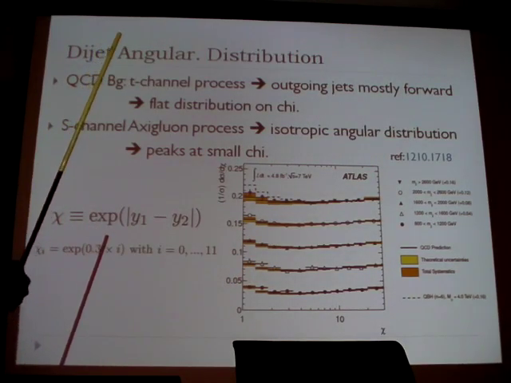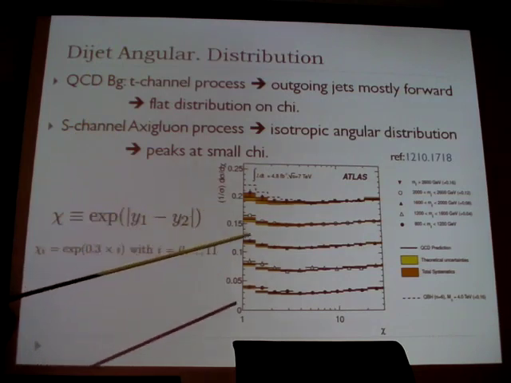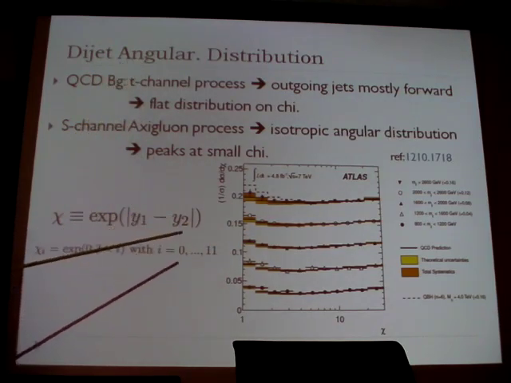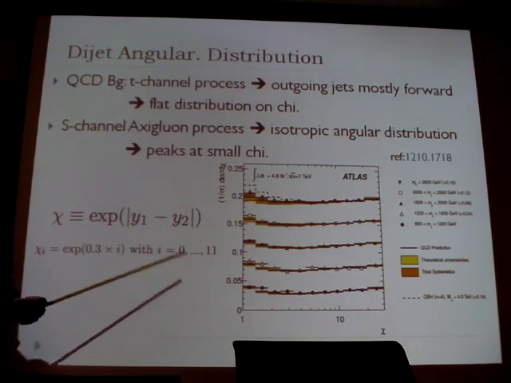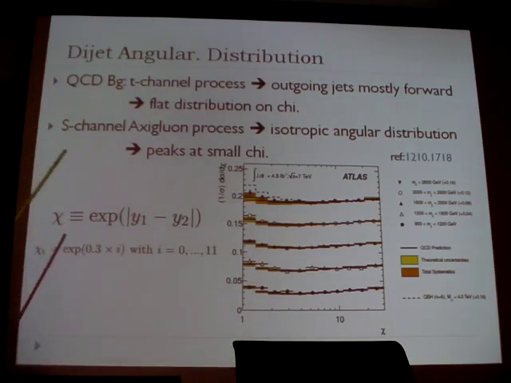So you're going to fit the shape? Yes, the shape analysis. In the dijet angular distribution constraint, I'm just fitting the shape of the first 4 chi bins.